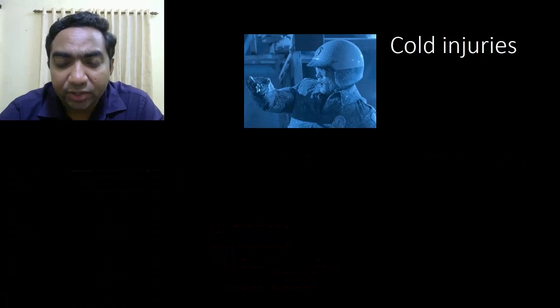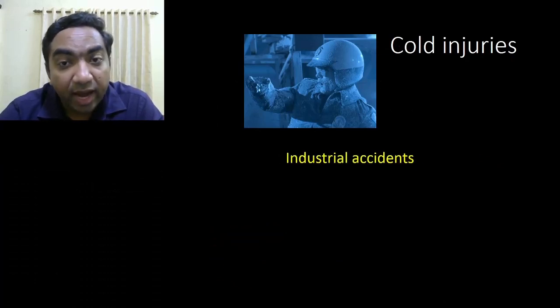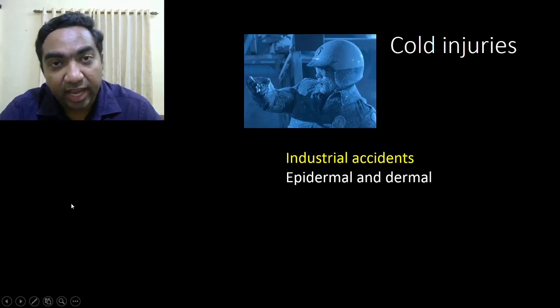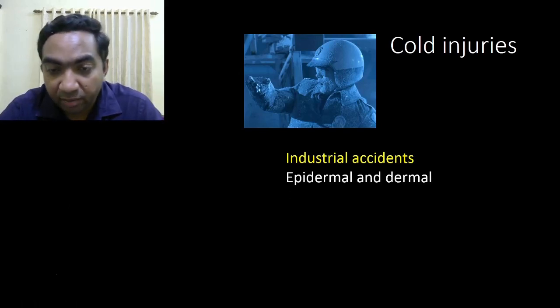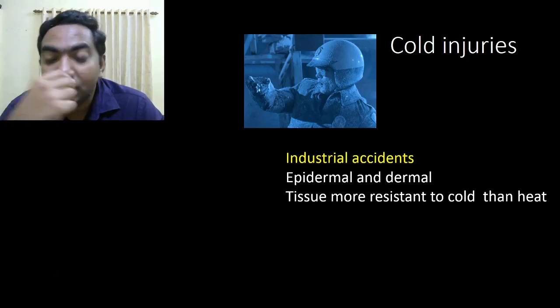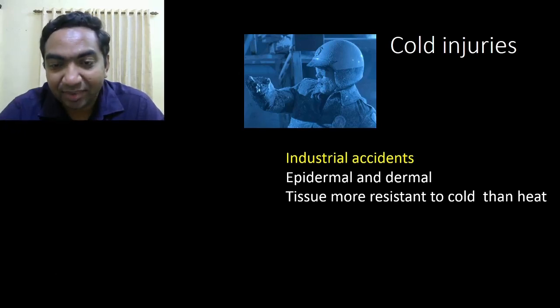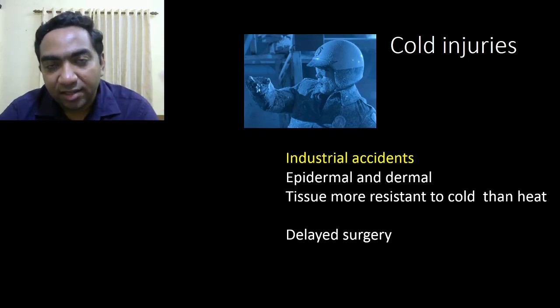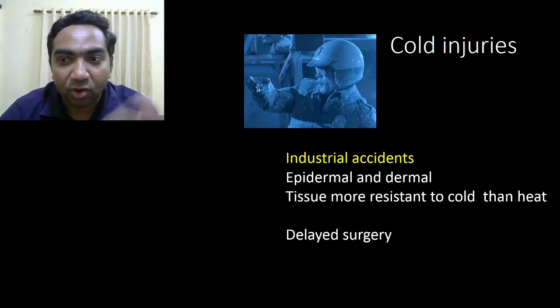Now coming to the cold injuries. Cold can also cause injury to the skin. It can be due to industrial accidents, where liquid nitrogen can result in injury. So it can be either an epidermal burn or a dermal burn. Mind you, our human tissue is more resistant to cold than heat, and delayed surgery is only required in case of cold injuries. We have to make sure how much skin is actually involved, because the tissue is more resistant to cold, and then only do a surgery.